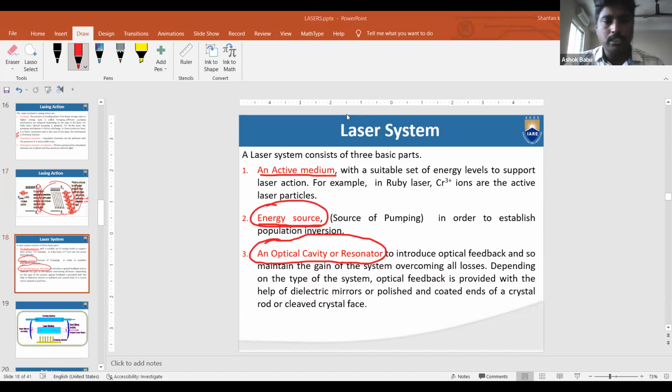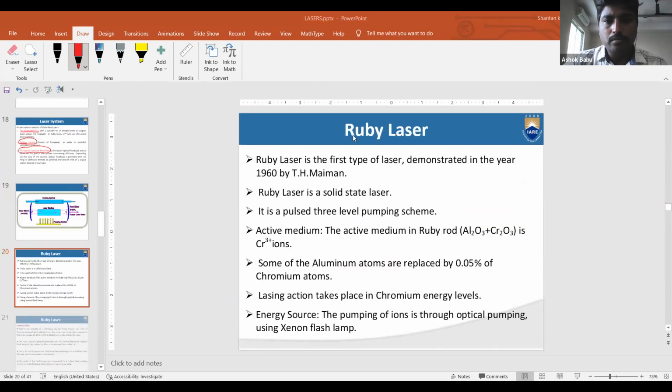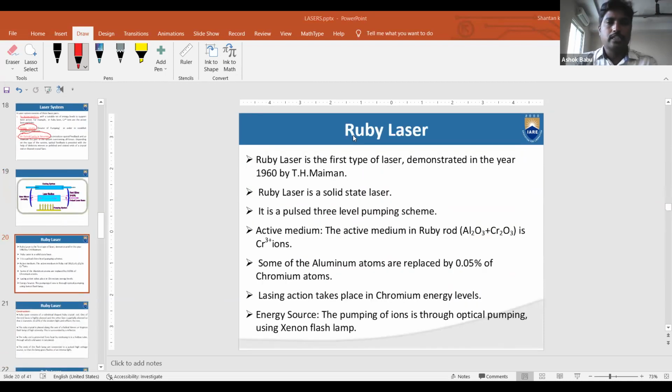So the laser system consists of the active medium, active particles and an energy source. Coming to the next topic, the ruby laser. About the ruby laser, we will discuss in the next class. Up to the lasing action, the requirements for the laser and the basic definitions involved in lasers are clear to everyone. The topics are clear to everyone.